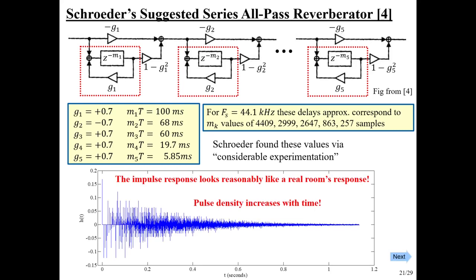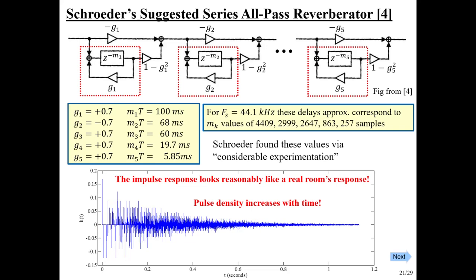And I did that, and this is what we got. And you can see, oh, look, the density keeps getting larger. This is the impulse response of this. So the density increases with time. And this looks remarkably like an actual real room's response.